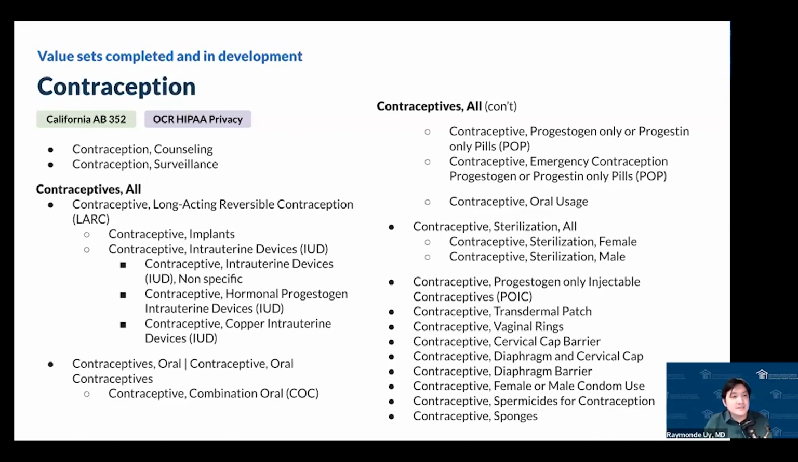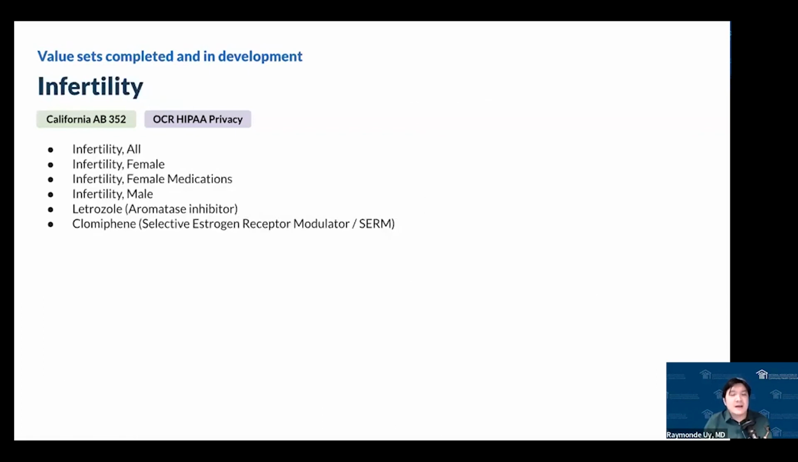On the next slide, you will see after contraception, we have infertility, again mentioned in California and the OCR final rule. When you see "comma, all," that means that's a grouper for all things related to the diagnosis of infertility. Which includes a basic value set for infertility for female medications, including letrozole and clomiphene.